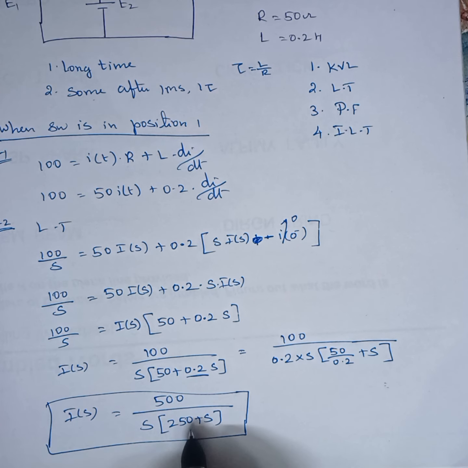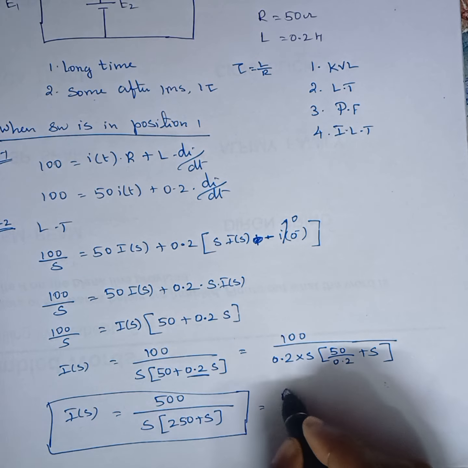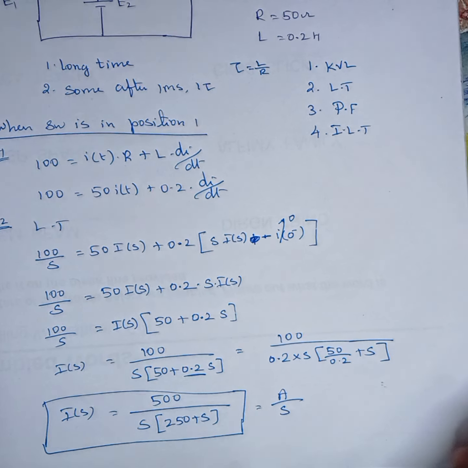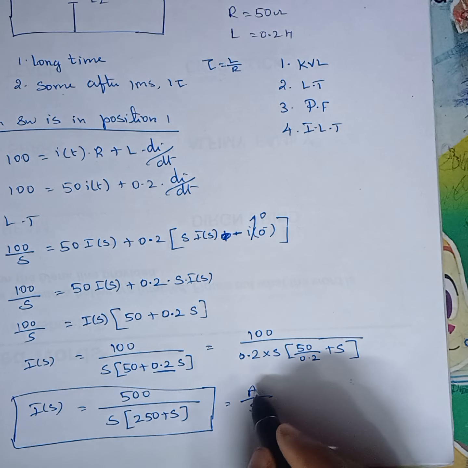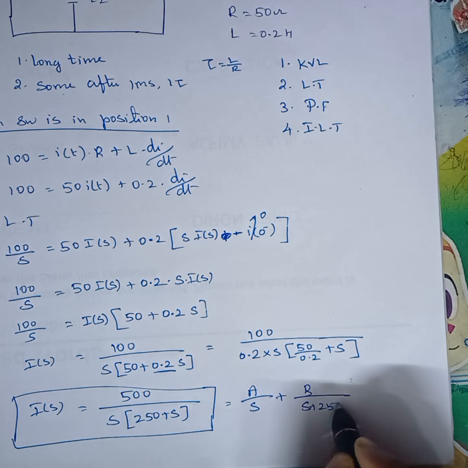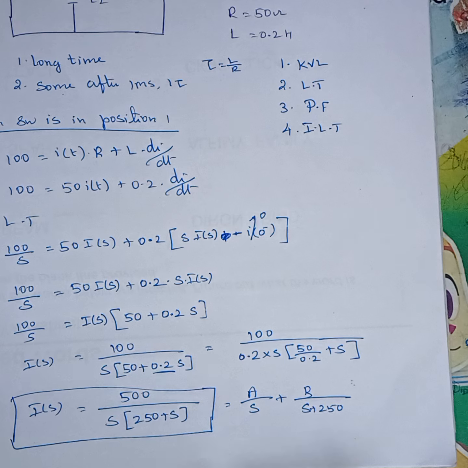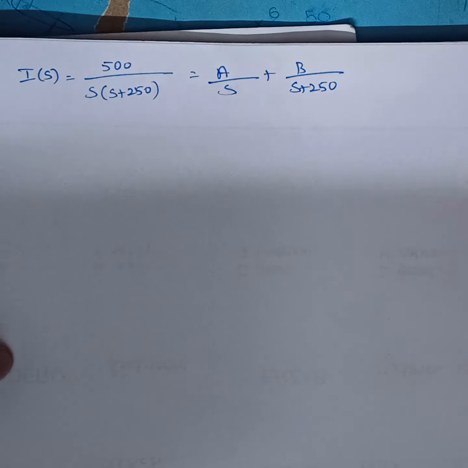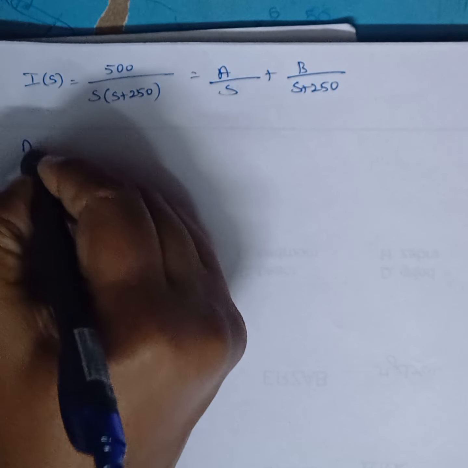Now we have two distinct roots, which can be written as A by s plus B divided by s plus 250. This is step 3. So our aim is to find the A value and the B value. How will you find the A value?